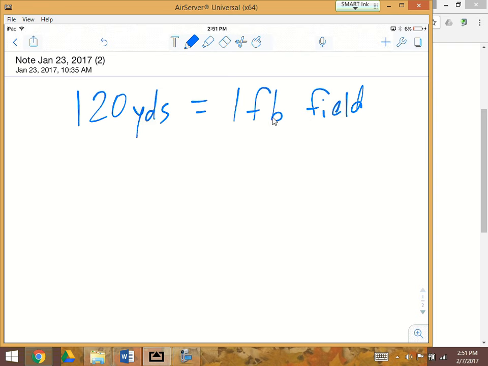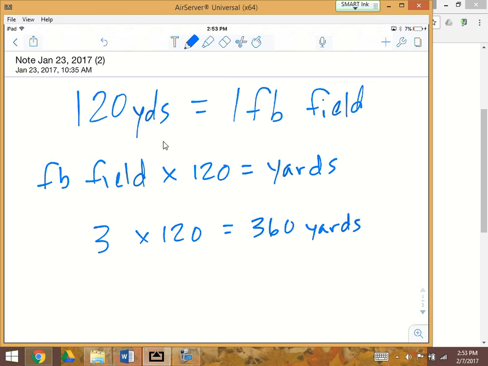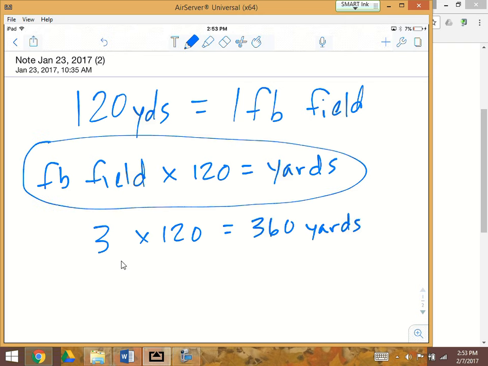So let's say I have three football fields. I can go 3 times 120, and 3 times 120 is going to be 360 yards. Now, does that make sense? Well, if I have one football field, it's 120 yards, so two would be 240 and three would be 360. So yes, that makes sense. So this right here is my answer, and I checked it by plugging in some numbers there.